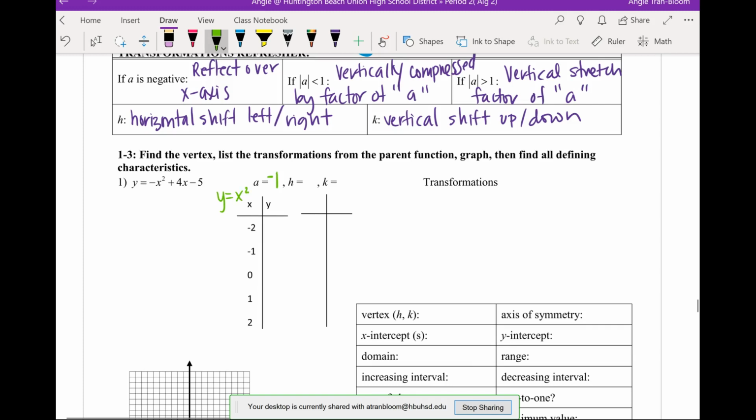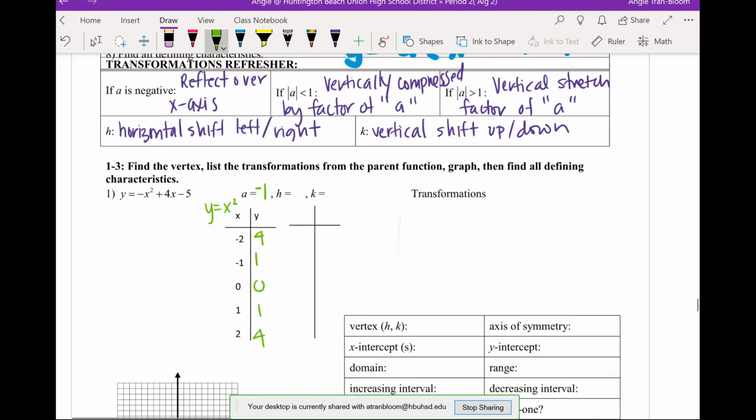Y equals x squared is the parent. I gave you 5 inputs right there. Let's plug it in. When x is -2, what's the output for the parent? 4. Perfect. Write it in. When x is -1, what's the output for the parent? Perfect. When x is 0, what's the output? 0. When x is 1? 1. 2? 4. Perfect. The second t-chart is for the transformation later. So we got the parent according to our chart. Now it says find the vertex.